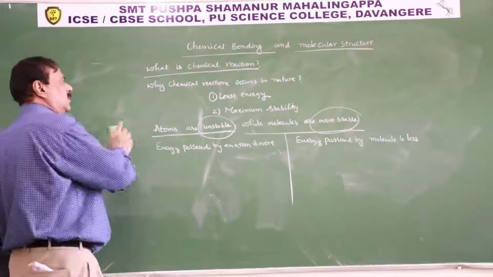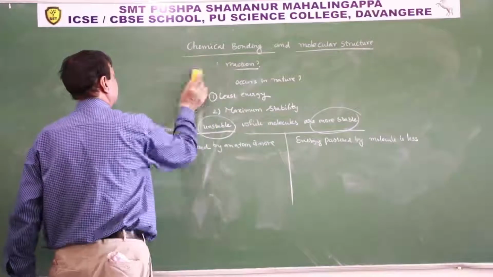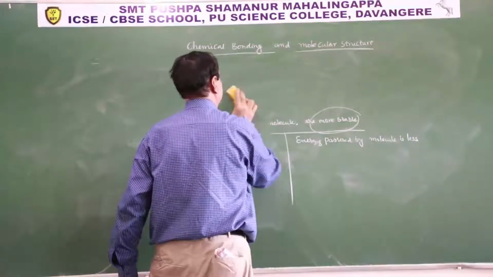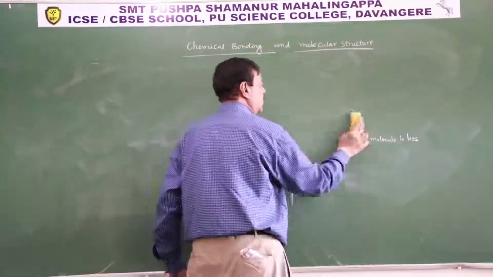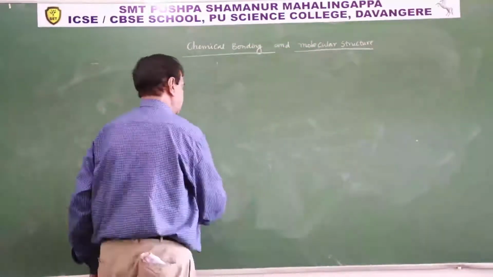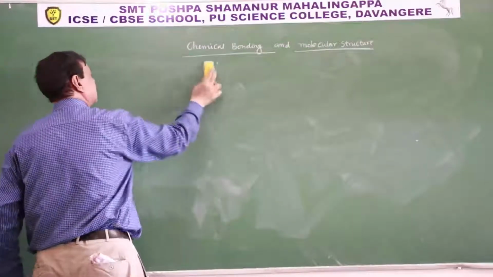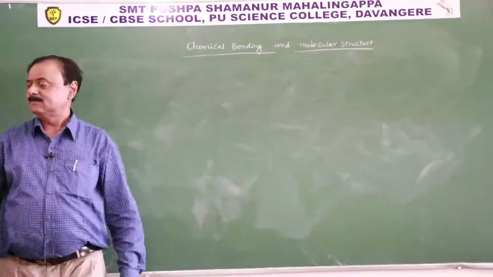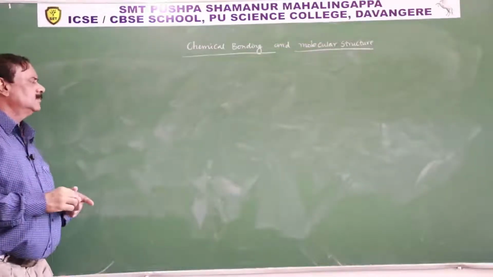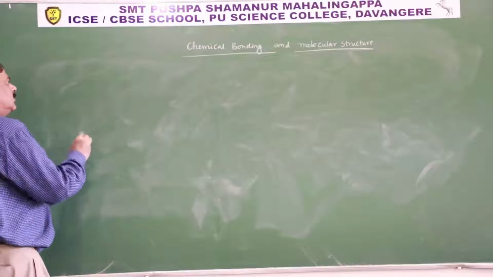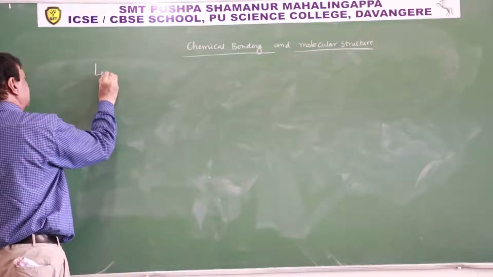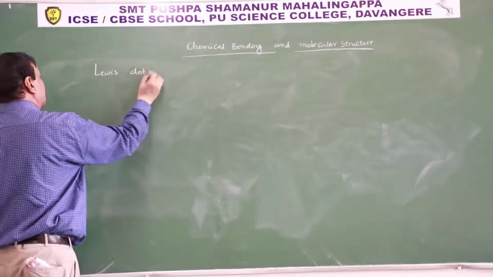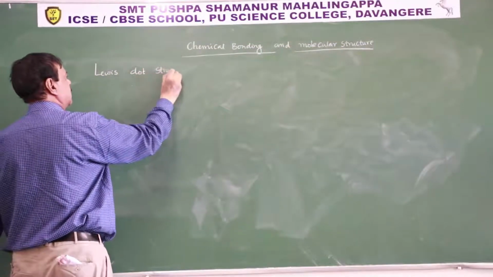Therefore, least energy and maximum stability are the criteria to undergo chemical reactions. Now, the Lewis dot structure.